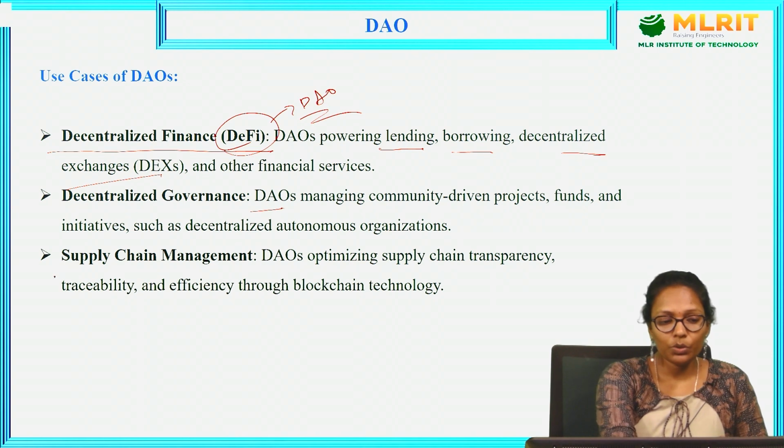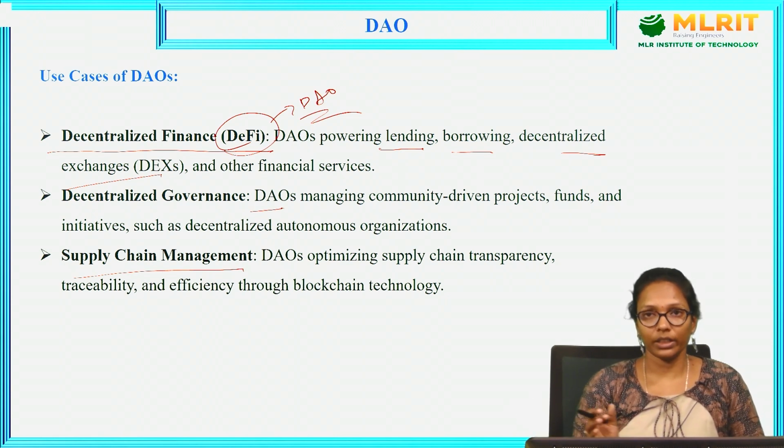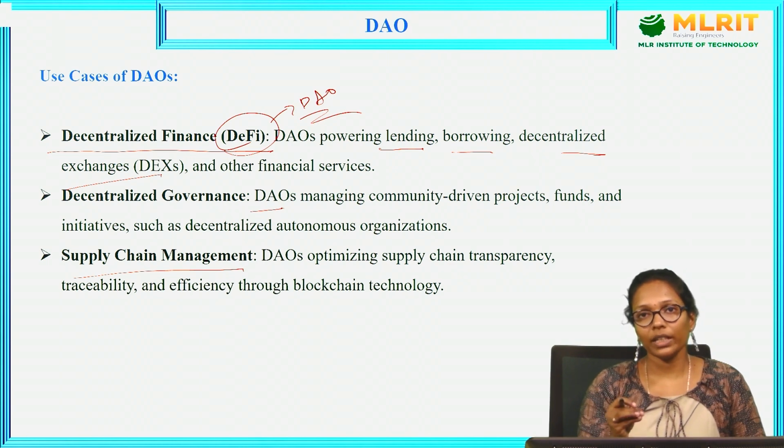And we can also use this DAO in supply chain management, where we can see all the transactions, all the stages of the product. Supply chain management, in the sense that at each and every stage of the product, we can transparently see what happens internally.